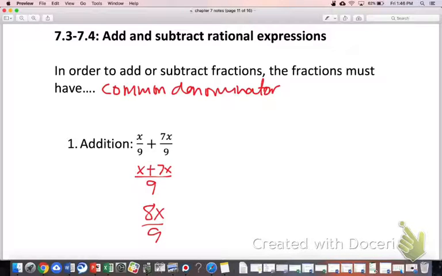You always want to double check to make sure that this doesn't need to be simplified. I don't see any common factors between 8 and 9. There's no x's that could be canceled out. So I would say that this one is done.